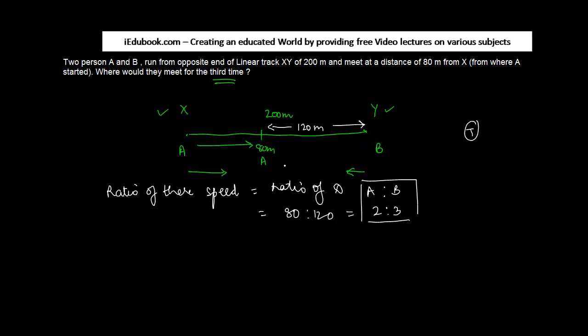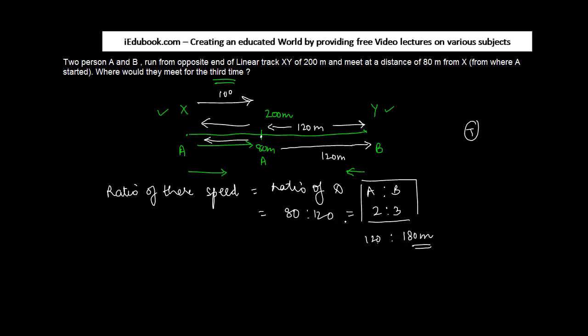Now after this, what will happen is A will cover this distance and B will cover this distance. So A is covering how much? 120 meters. So while A would have covered 120 meters, B would have covered 3 times this distance, right? So how much will B cover? B will cover 120 divided by 2 into 3, or 180 meters, right? B was already at this point, so he would have covered basically 100 from this side, 80 from this side and 100 from this side, right?